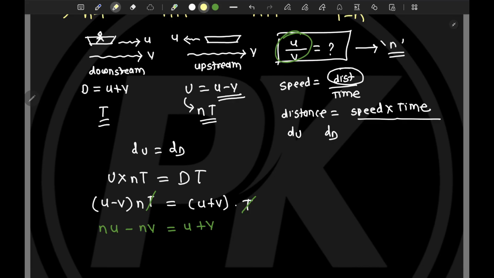So can I do one thing? I'll just divide every number by v. Sounds good, right? So what I will have is n in bracket u by v, the first one, then minus, here v gets cancelled, it's only n, equal to, again here it is u by v, plus v by v is 1. So till here the concept is clear.